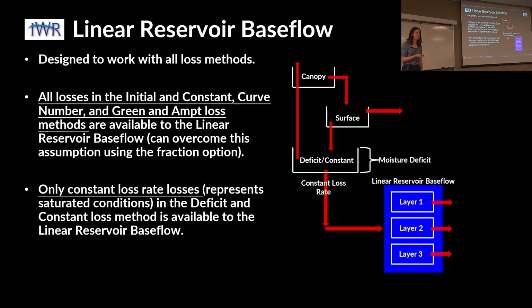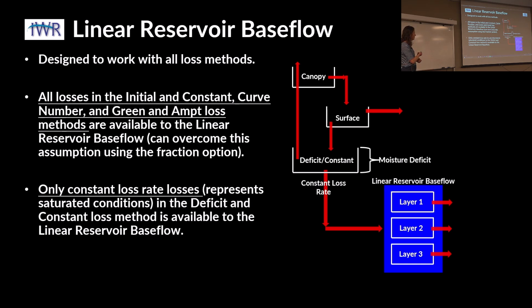All right, so linear reservoir is great because it's designed to work with all loss methods, and you've seen this diagram before today in the loss methods workshop. All losses in the initial and constant, curve number, and Green-Ampt loss methods are available to the baseflow method, right? That water enters the baseflow layer. Only the constant loss rate losses, which represent saturated conditions, are available for deficit and constant. When the soil layer is not saturated, all precip enters that soil layer, right? Until that soil layer is saturated, none of that loss is available to the baseflow method. Once it's saturated, it infiltrates through at the constant loss rate, and then those losses are available to the baseflow method.